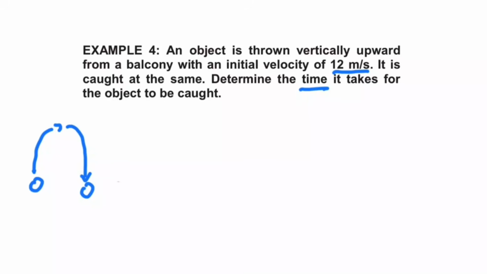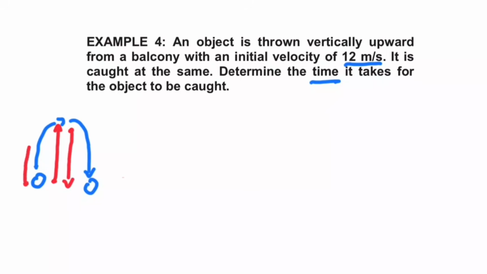In order for us to be able to answer this question, there are 2 concepts I need to introduce you to. One concept is that the time it takes for an object to reach its maximum height is the same time it takes for the object to come from maximum height to the starting position. So what am I saying? If we calculate the time it takes to reach its maximum height and multiply that by 2, we would have the time it takes for the object to be caught, right? From the time it is thrown upwards. So that is one thing that is true and that we can utilize in order to answer this question.